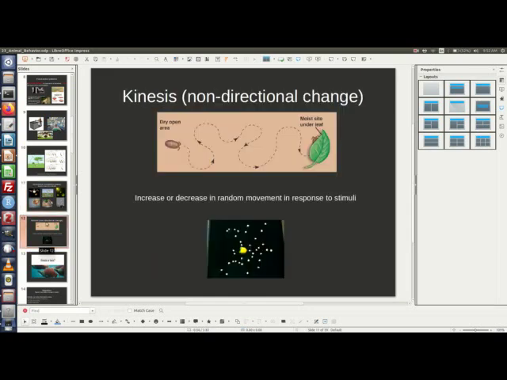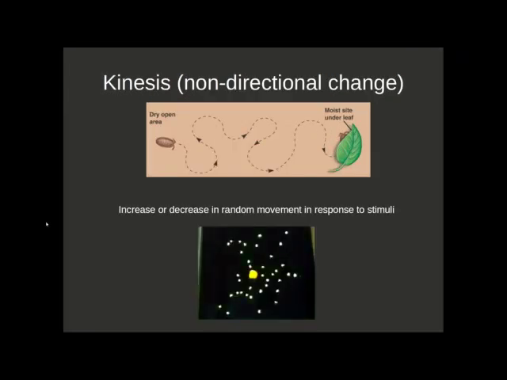Okay. We also have kinesis, which is non-directional change, and so this is an increase or decrease in random movement, right? And that's the key there, random movement. So we see our little slime molds here. We saw them before. This is the Physarum polycephalum modeling the Tokyo rail network. Okay. It moves out randomly, and it stops moving when it encounters some stimulus, in this case a piece of oatmeal.